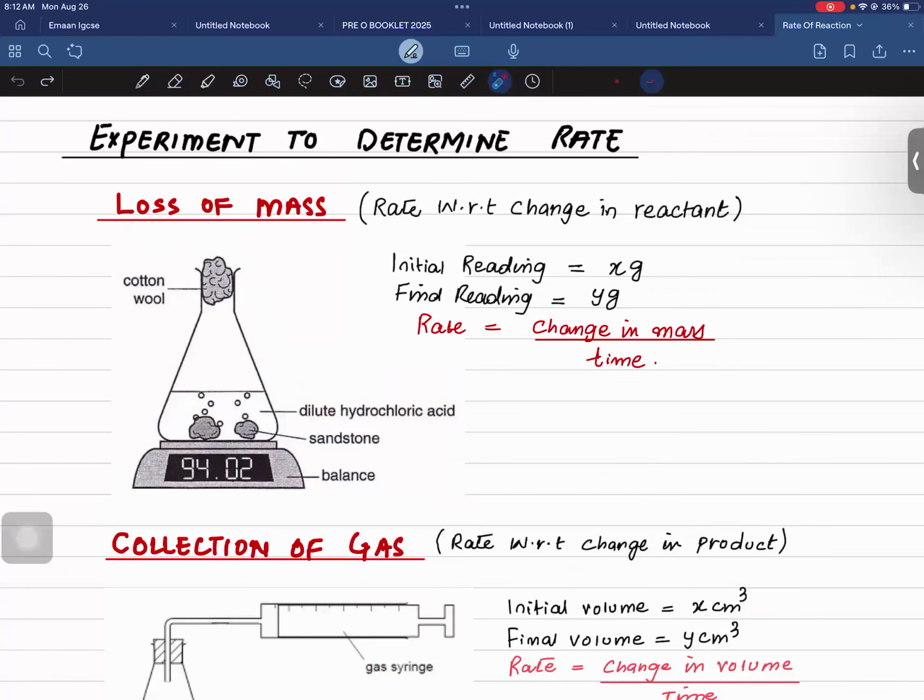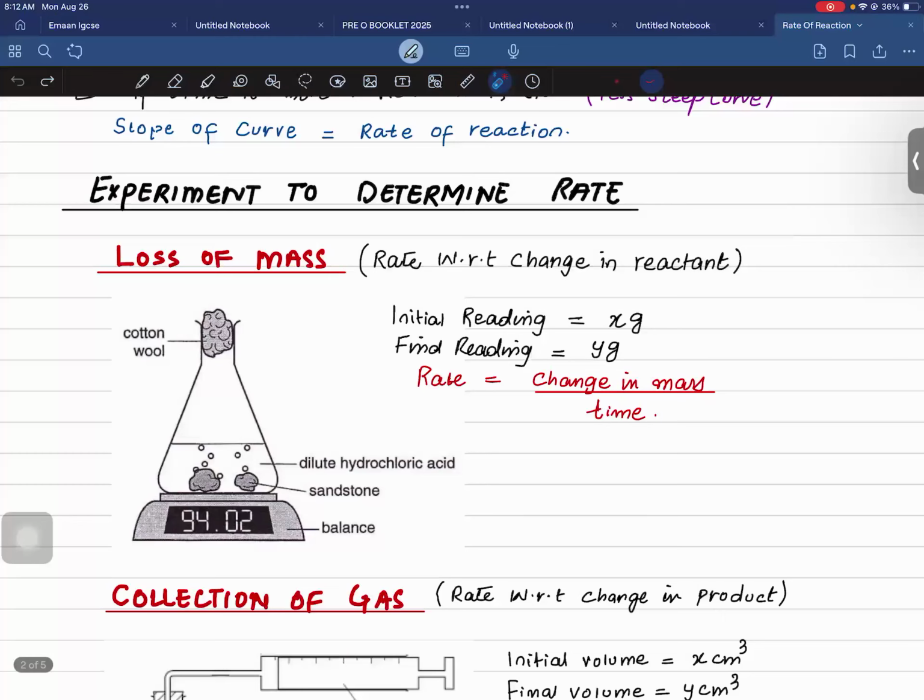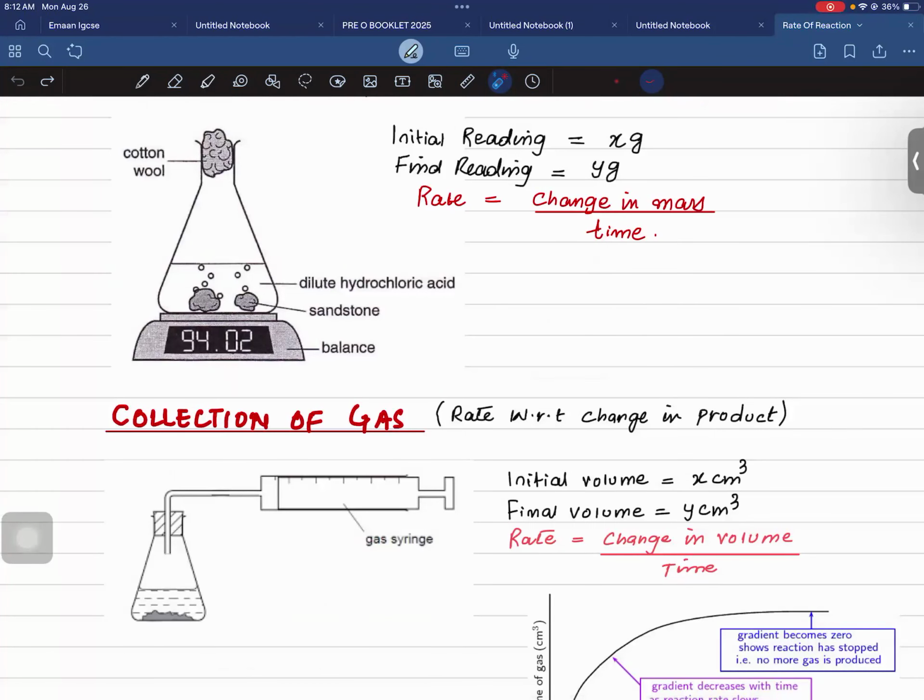What if we would be dealing with gas? What if we would be dealing with gas just like that?